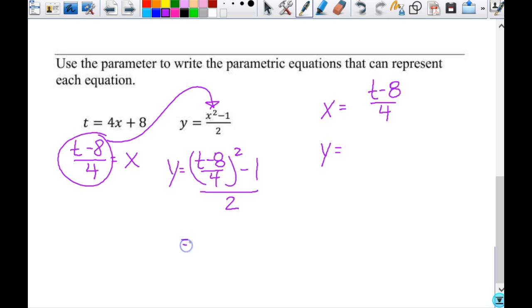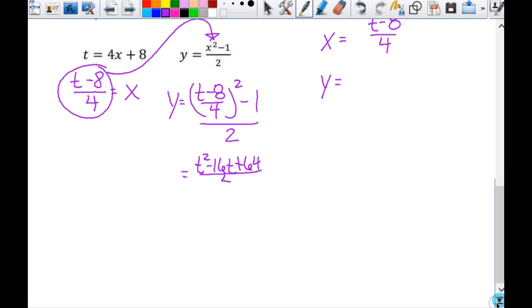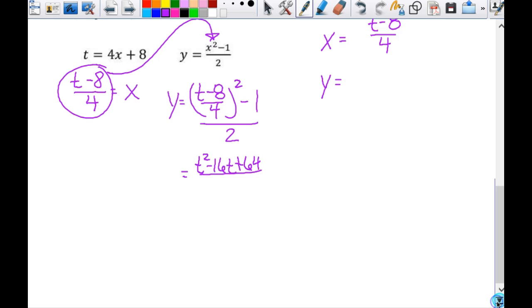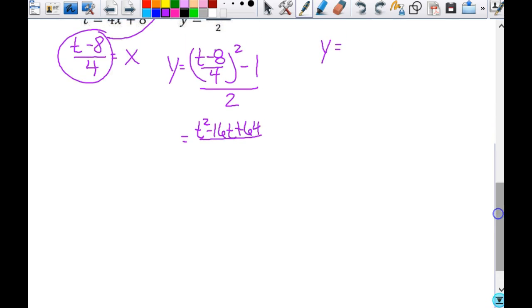So I'm going to square this. T minus 8 squared is going to give me t squared minus 16t plus 64 all over 4. No. What do we do with that denominator? Square it. It's not 4 anymore. It's what? 16. Oh. There you go. Over 16 minus 1 all over 2. Right?